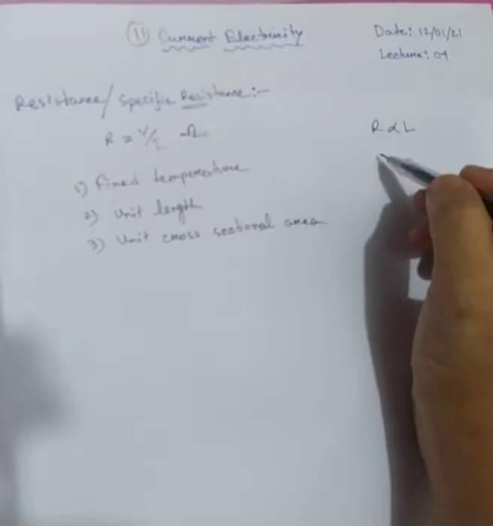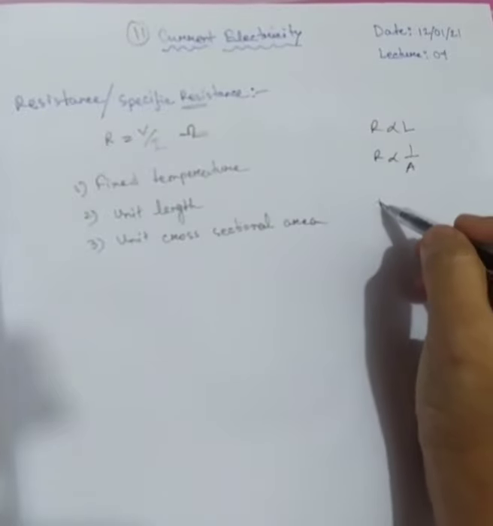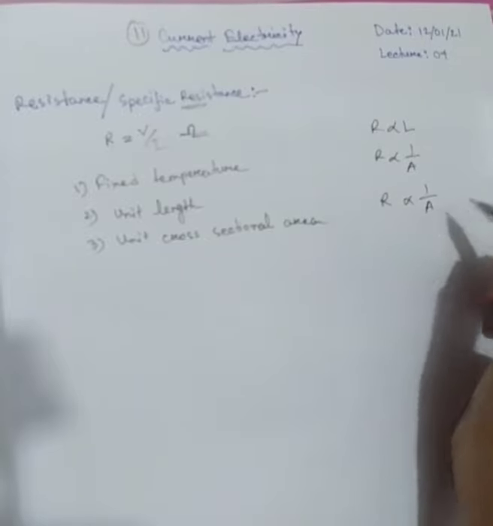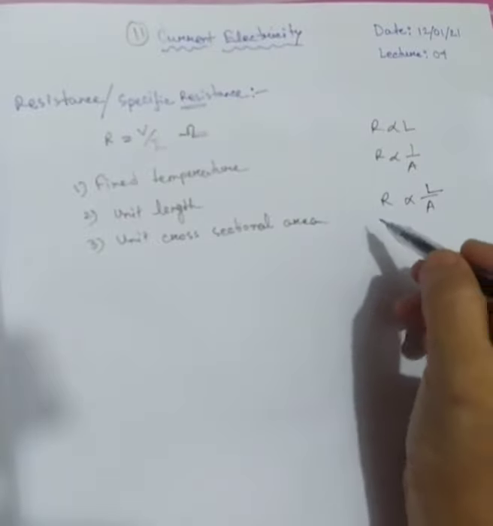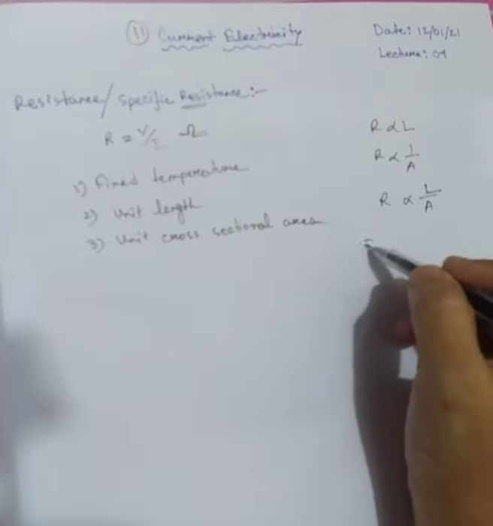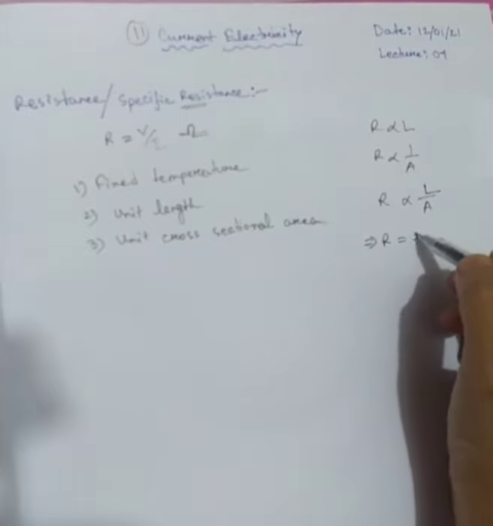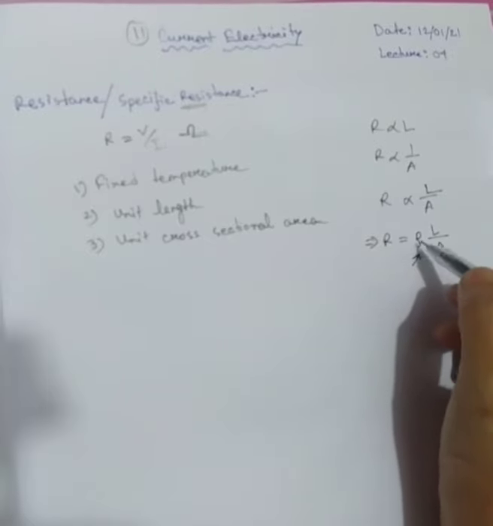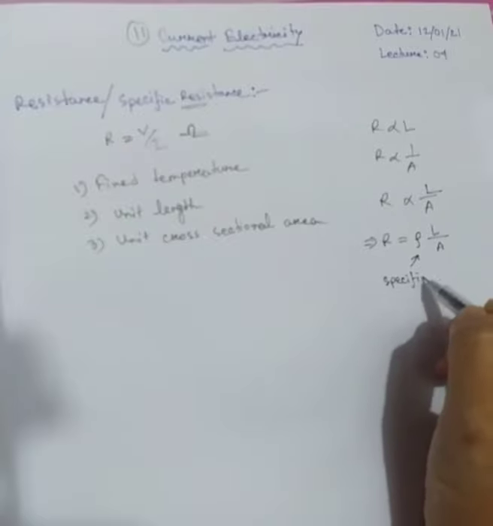R is proportional to L and R is proportional to 1 by A. Combining both of those, we simply get R is proportional to L by A. By omitting the proportionality sign, we can use a constant over here: R equals rho times L by A, and this symbol is called rho. This is called specific resistance.